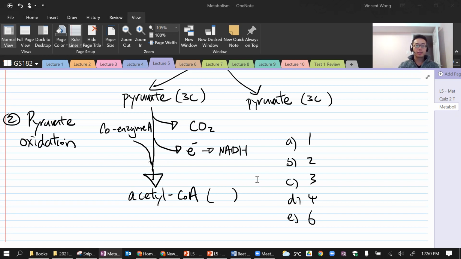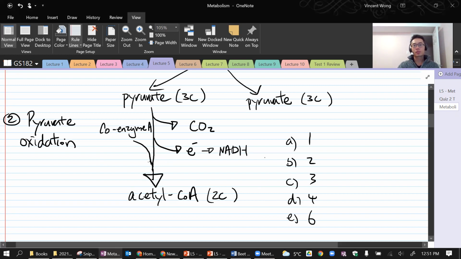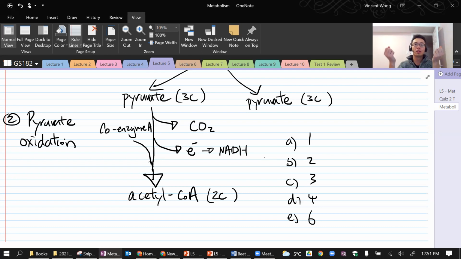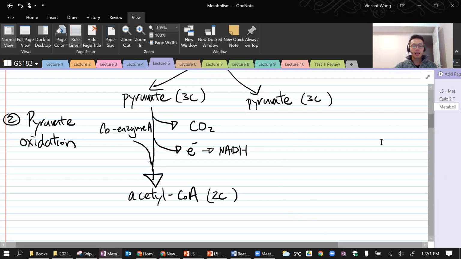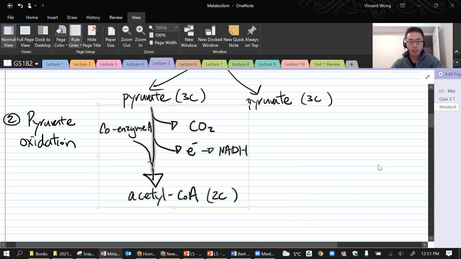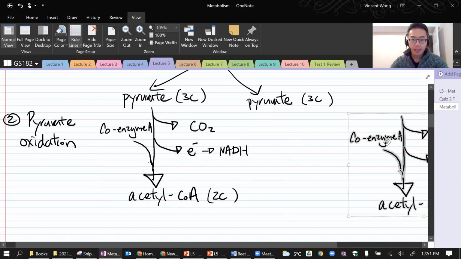The correct answer is 2. So you started with a glucose. Glucose has 6 carbons, right? You split it into 2, so 3 and 3. That's the pyruvate. And then over here, you remove a carbon dioxide. One carbon dioxide has 1 carbon. So if pyruvate had 3 carbons, after removing 1 carbon in the form of carbon dioxide, you end up with 2, right? So that is the correct answer. The exact same thing is going to happen with the other pyruvate. I'm going to copy and paste.